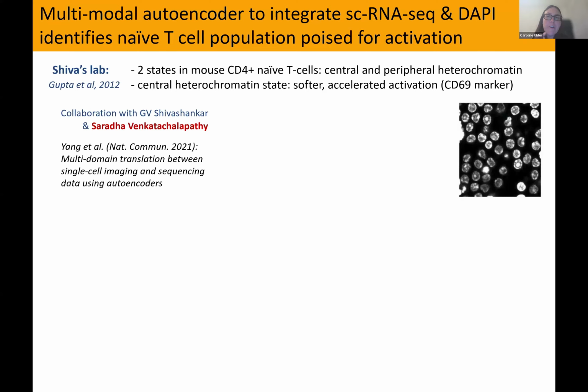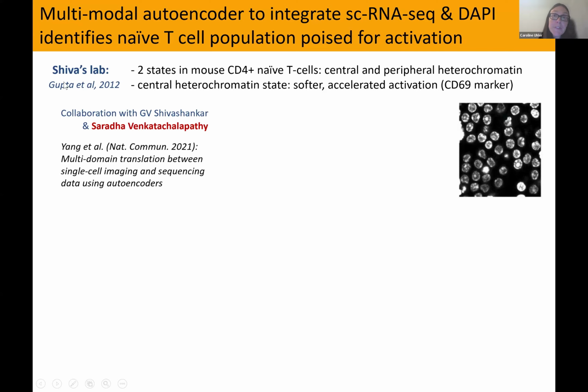We wanted to take two very different modalities. So this is DAPI stained images of cells, so imaging data, and then single cell RNA-seq, which could never be measured together in the same cell because getting every measurement means killing the cells.